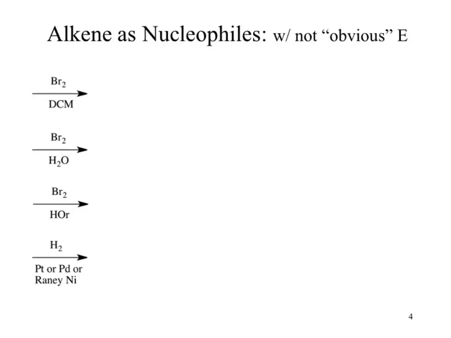What we're going to do is move on to our not obvious electrophiles. Almost all of these are centering around one reagent. What's that one reagent in this stack? Br2 with DCM. What is DCM? Dichloromethane, also known as methylene chloride. So it's a methyl group, one carbon with two chlorines attached to it.